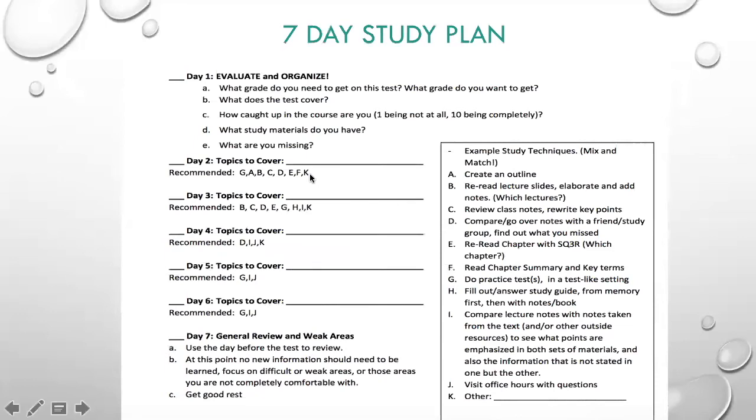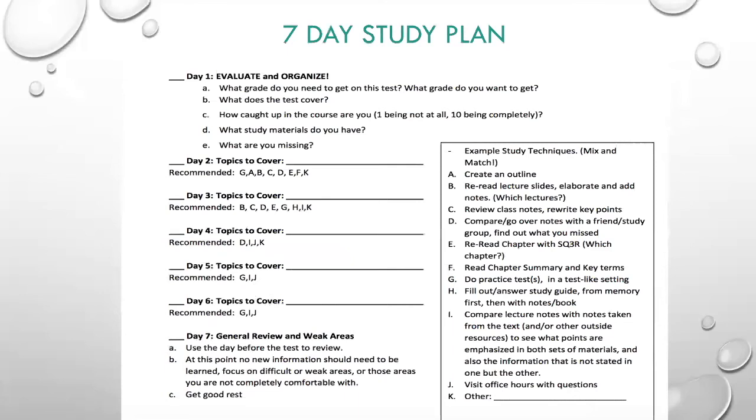And as you can see, when we go from day 2 to day 3 to day 4, we drastically change the number of study techniques that we're using. So we're really honing in, consolidating, and focusing in on what we need to know. Day 6, the same, we're only using 3 different study techniques. And then day 7 is the general review and weak areas.